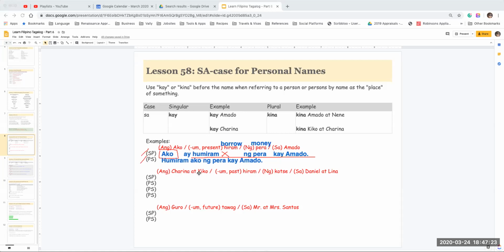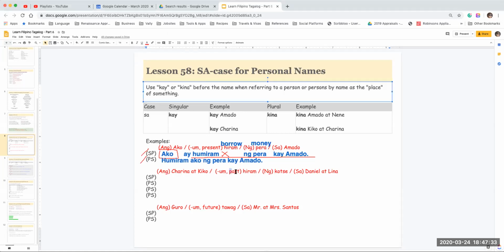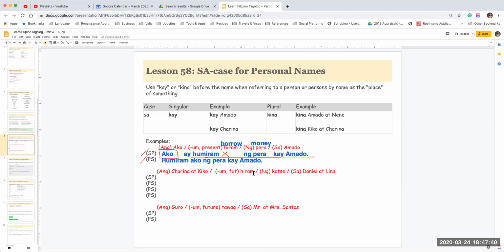Number 2 is Charina Kiko. Your verb is still past, Hiram. Okay. And you know what? I'm going to change that to a different tense. How about let's change that to future. And then, do you also remember verb? May I remind you, verb is an actor focused verb. Okay. We are focused on what the actor is doing. So, let's do sentence number 2.